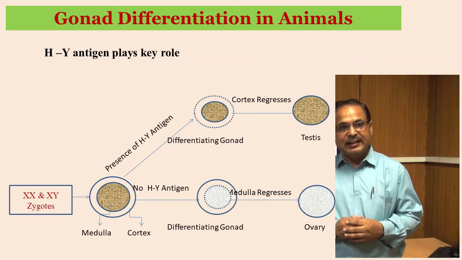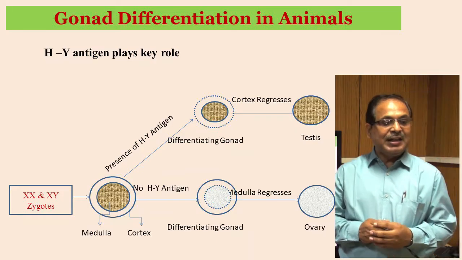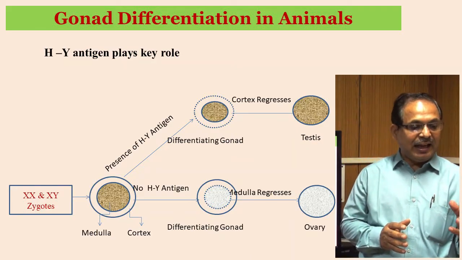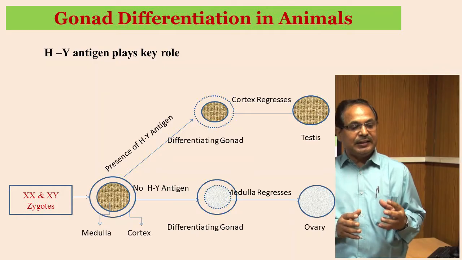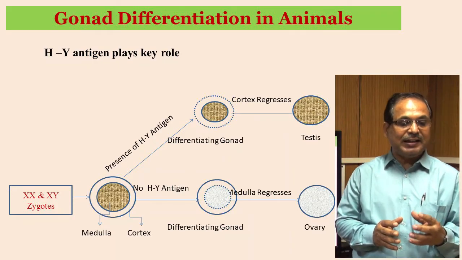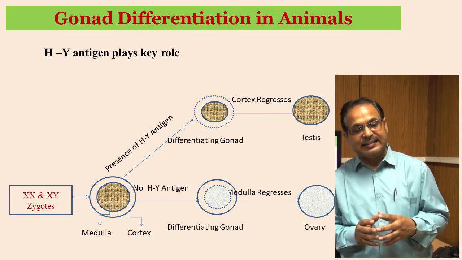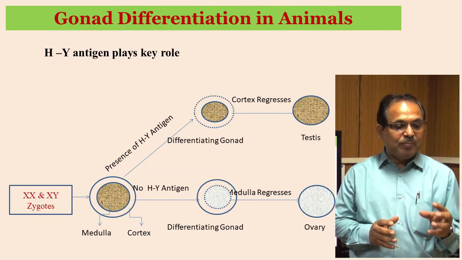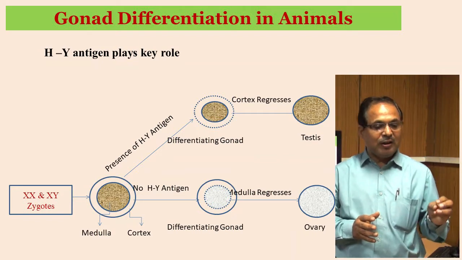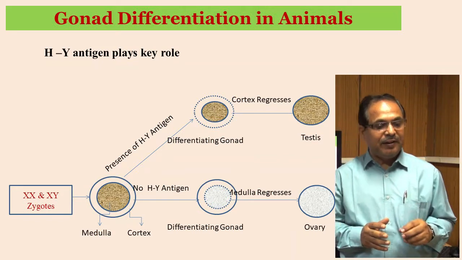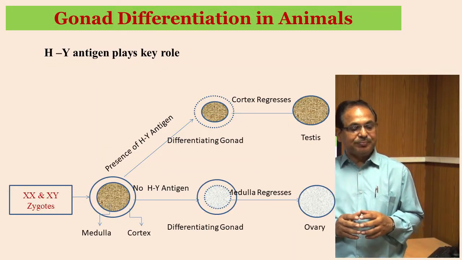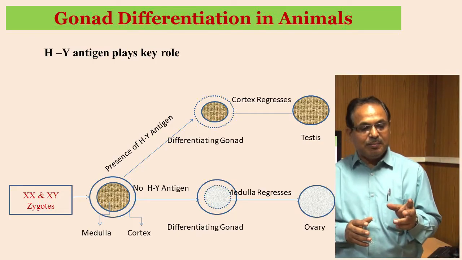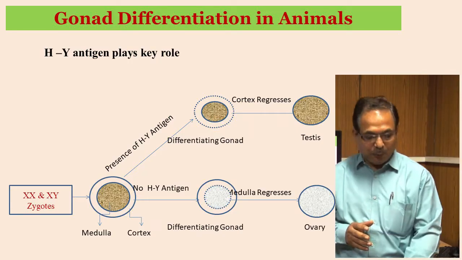So gonad differentiation in animals plays a very important role, and here HY antigen plays a key role in this differentiation. If there are XX or XY zygotes, and HY antigen is present, the cortex regresses and testis is developed. Here the medulla is at the center and the cortex is present at the peripheral region of undifferentiated gonads. If there is no HY antigen present, then the medulla regresses and develops into an ovary.